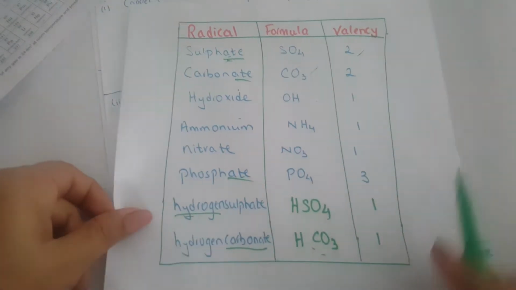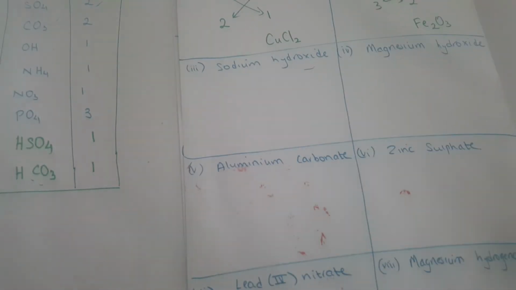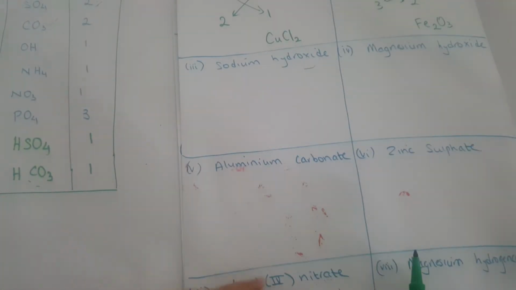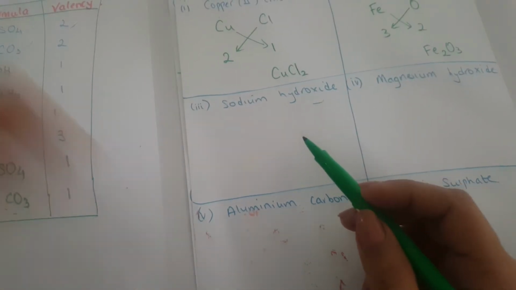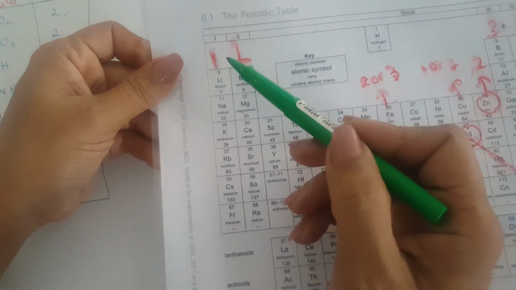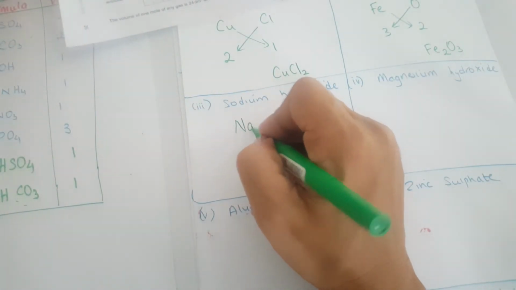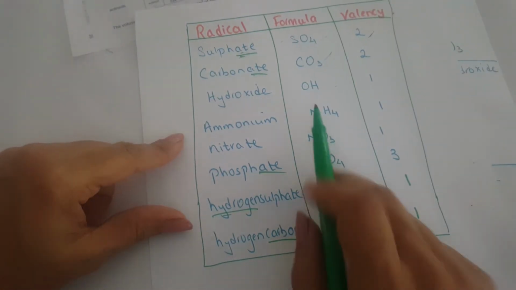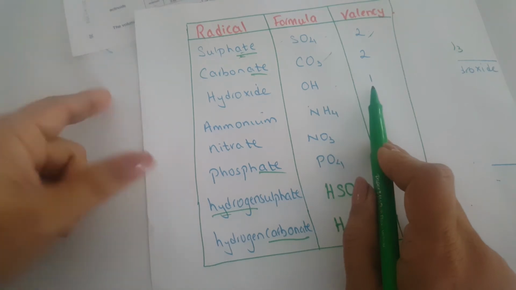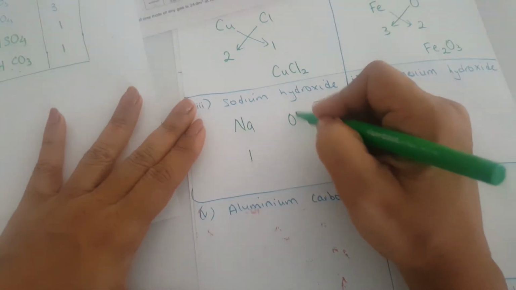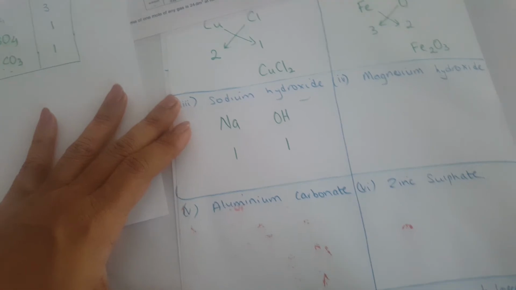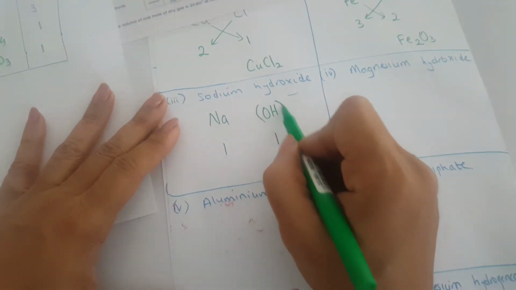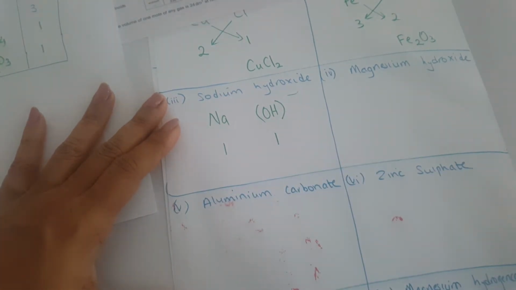Okay, so we have sodium hydroxide. Sodium is Na, with a valency of 1. Then hydroxide is OH with a valency of 1. We write it exactly the same, so OH with a valency of 1. Now, put a bracket round the radicals, round the groups of atoms. But in this situation, we're going to remove the bracket. So let's see how it works.